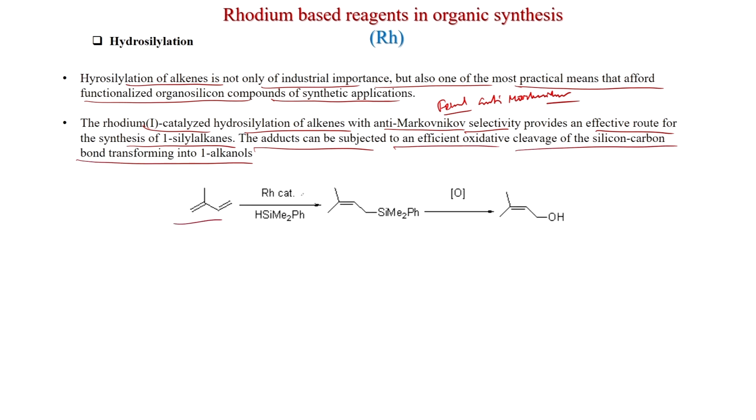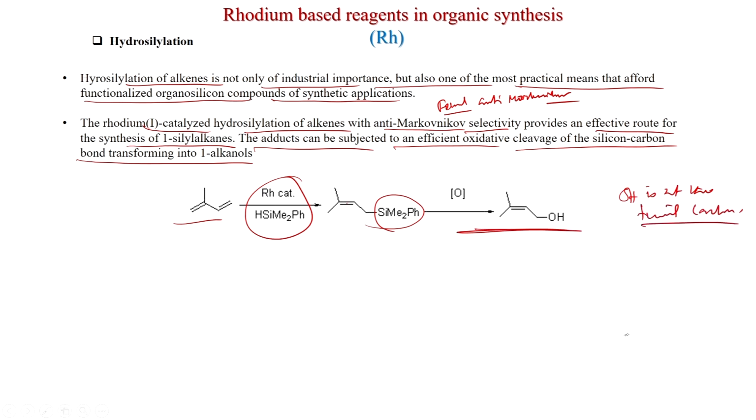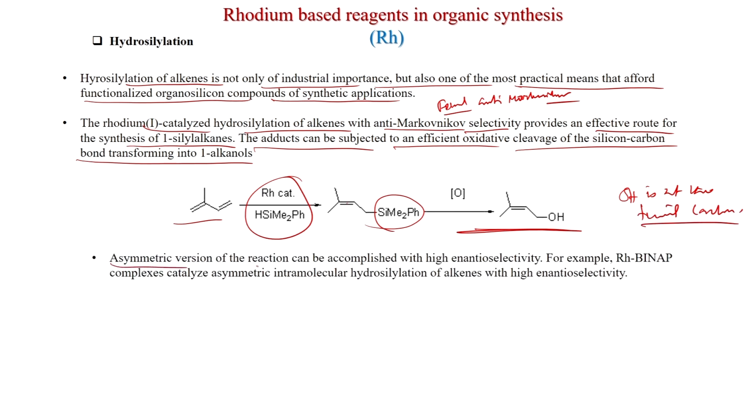So, this is diene rhodium catalyst, HSiMe2Ph, dimethyl phenyl silane, then this SiMe2Ph group goes to terminal, and this double bond rearranges here, and after oxidation you get this. So, OH is at the terminal carbon. So, that is the formal anti-Markovnikov addition. Asymmetric version of this reaction can be accomplished with high enantioselectivity. For example, rhodium BINAP complexes catalyze asymmetric intramolecular hydrosilylation of alkenes with high enantioselectivity.